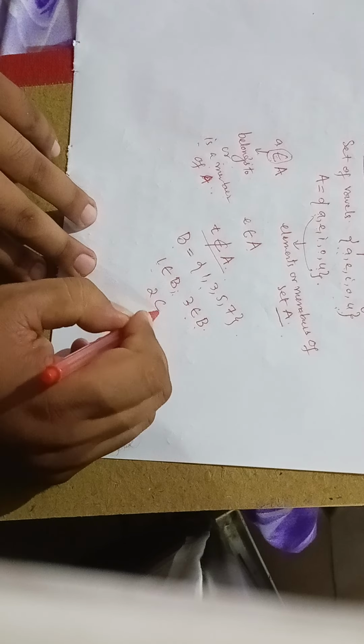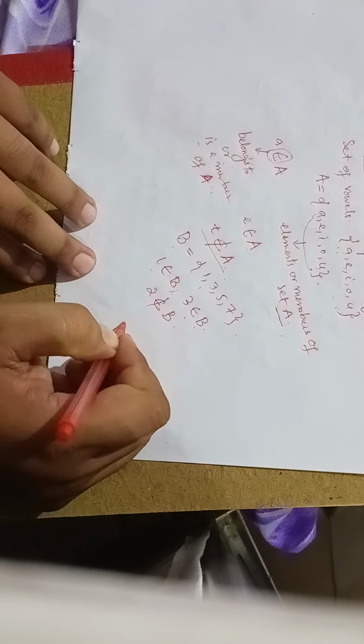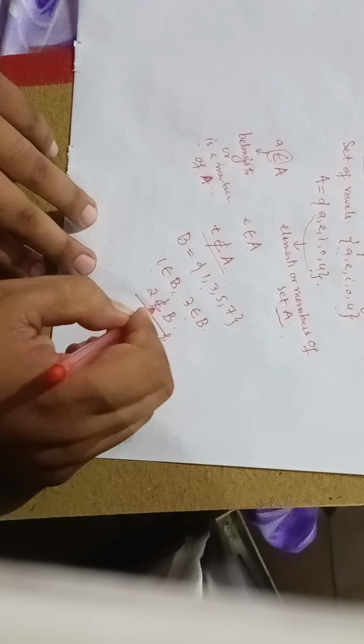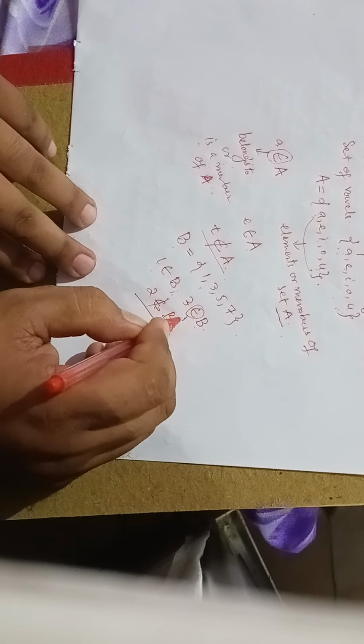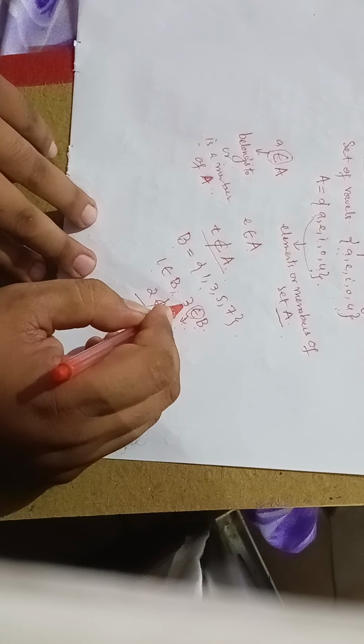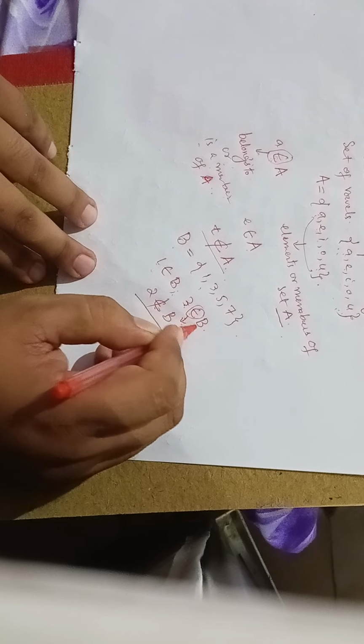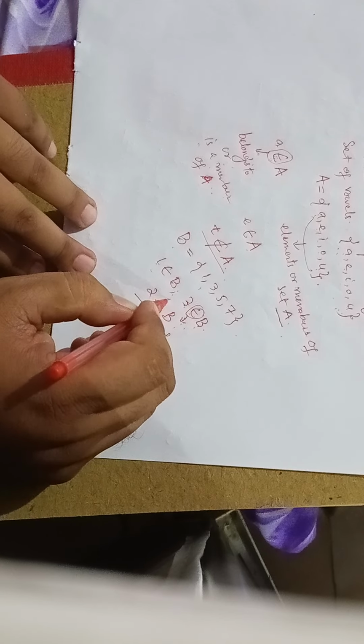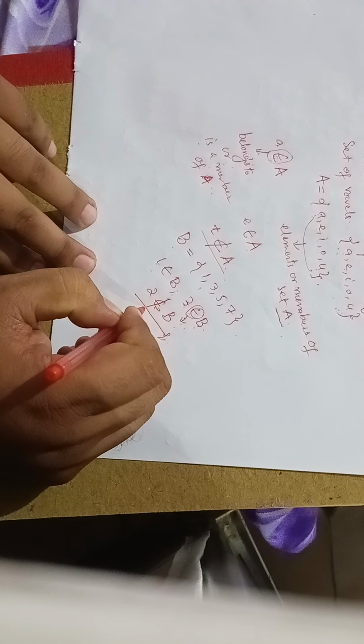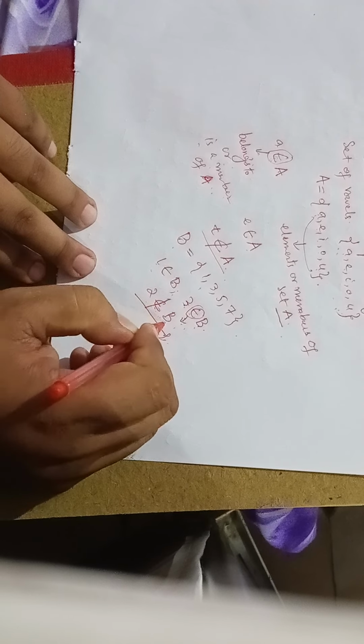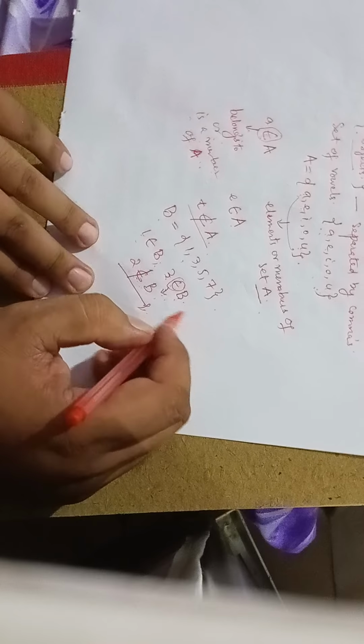I can also write 2 does not belong to B, or 2 is not a member of B. So what does this symbol represent? It connects the 3, that 3 is a member of B. If we put a dash, this line, it means it does not belong to this. For this I will give you an example.